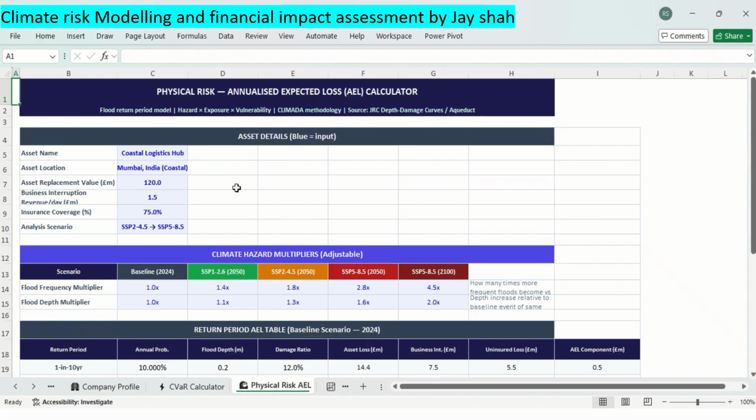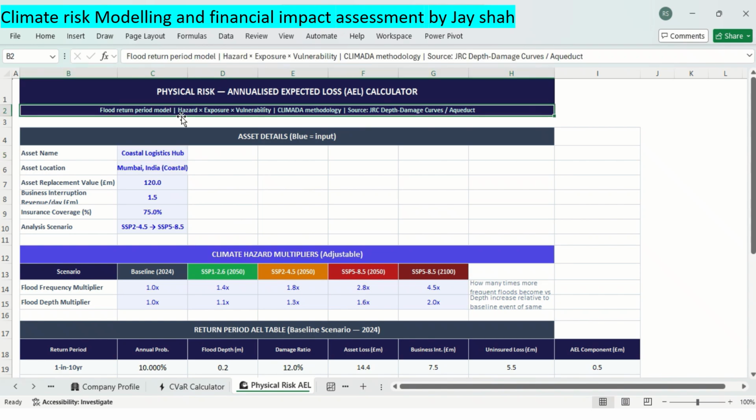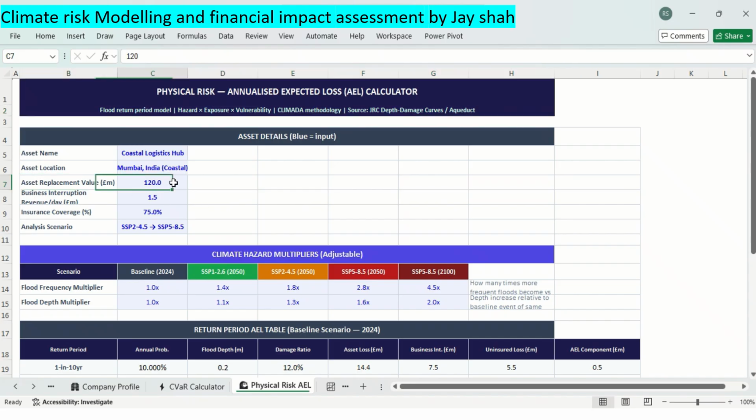Here the overall calculation is through the annual probability, asset loss, business interruption loss, insurance coverage, and the sum across all return period events from 1 in 10 years to 1 in 500 years. Let's start with the asset replacement value, which is 120 million, the full replacement cost of the asset. This is the exposure component of the hazard, exposure, vulnerability framework that I explained in the slide. All damage calculations multiply the damage ratio against this figure.